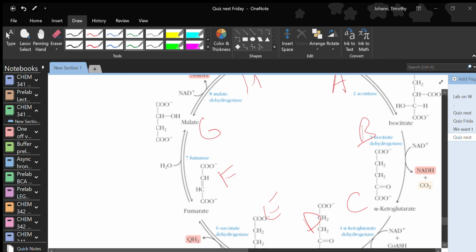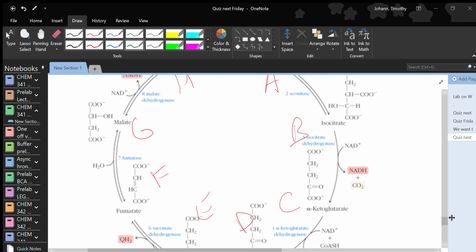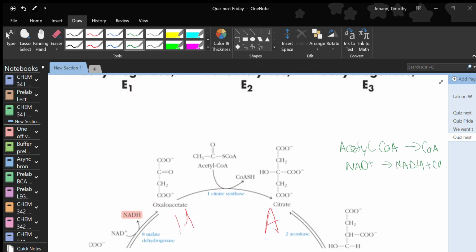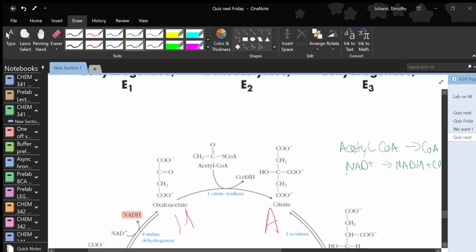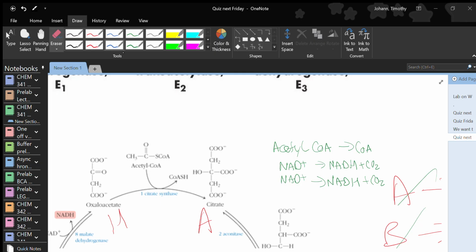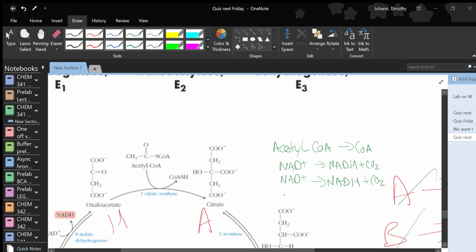So here we've got NAD plus. I'm going to run out of room here. We're going to get another NAD plus, we got an NADH, we got another CO2, and I'll write it down here. And actually, we're adding a CoA-SH. So we're going to add another CoA here.